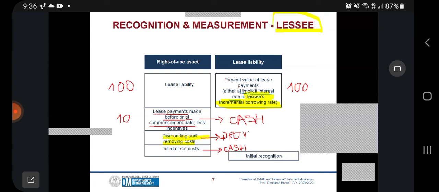Okay, provision. Is this clear for everybody?